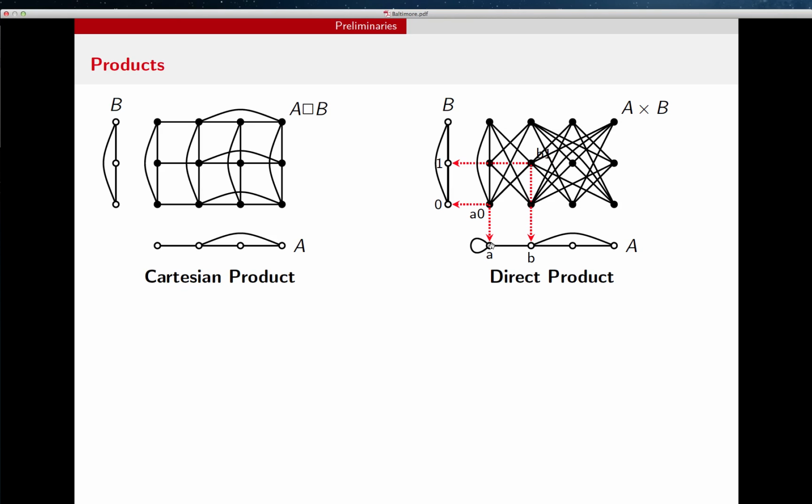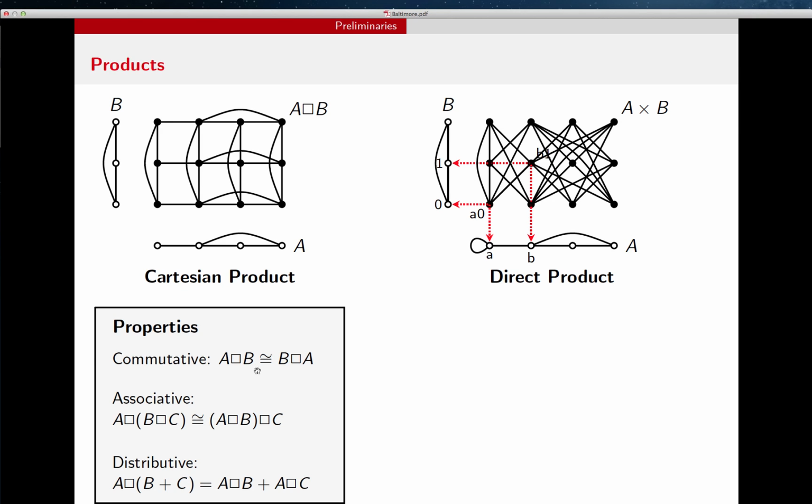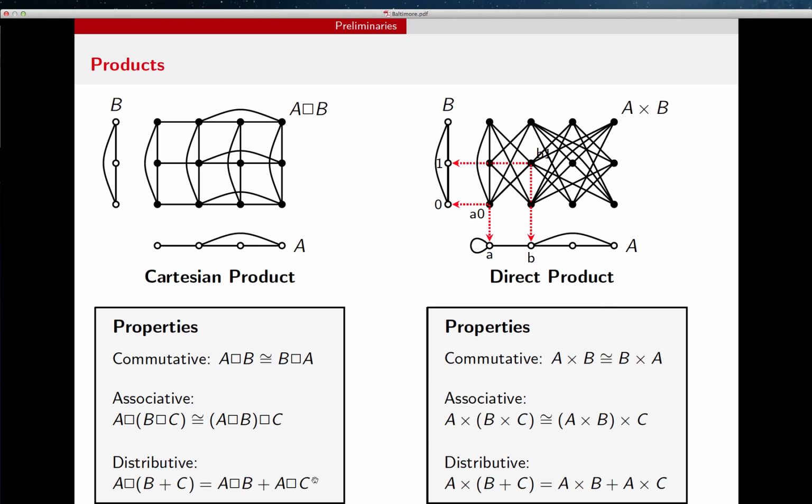These graphs can have loops. If A has a loop, then we get, as you see, an isomorphic copy of B. It's commutative. A box B is isomorphic to B box A. It's associative. And also we have a distributive property. If B plus C represents the disjoint union of B and C, then A box B plus C is A box B, disjoint union A box C. And the exact same properties hold for the direct product.